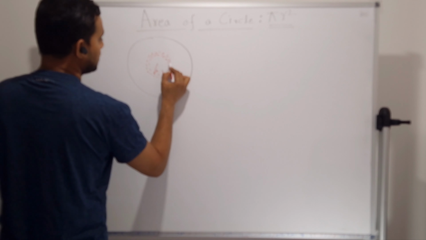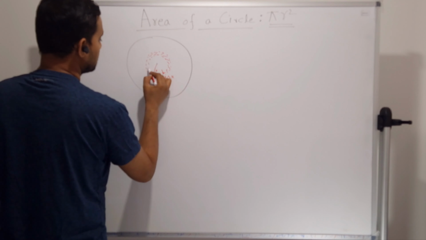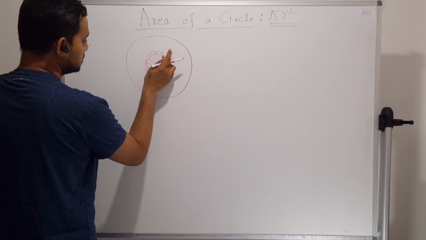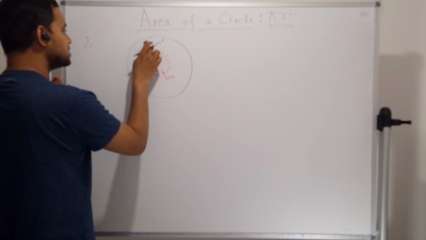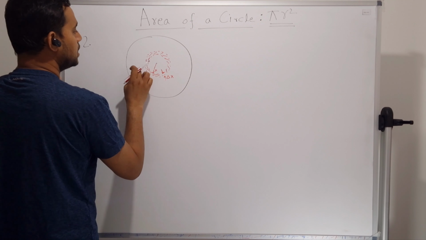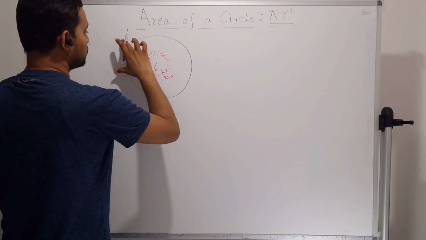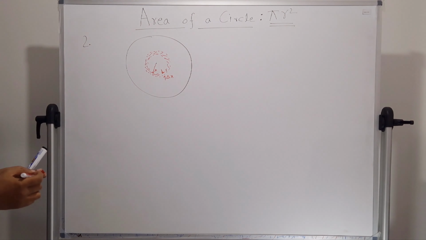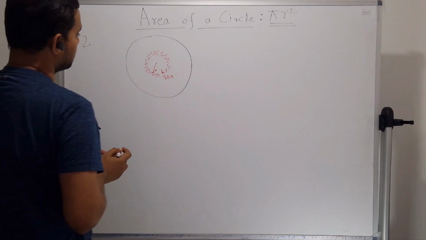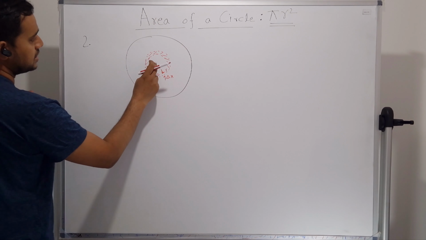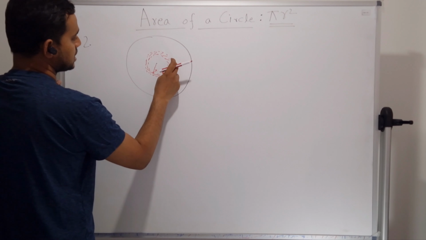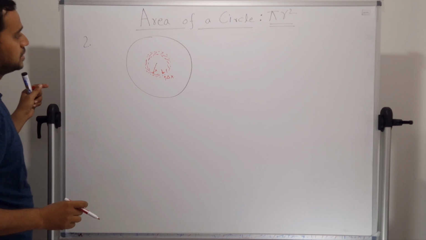Now, if we can find this ring's area, then I could construct many such rings in the circle. And if I sum all those rings' areas, I find the area of the circle. Correct? Now let us focus only on this ring. This ring has inner radius x, outer radius x plus delta x, and width delta x.